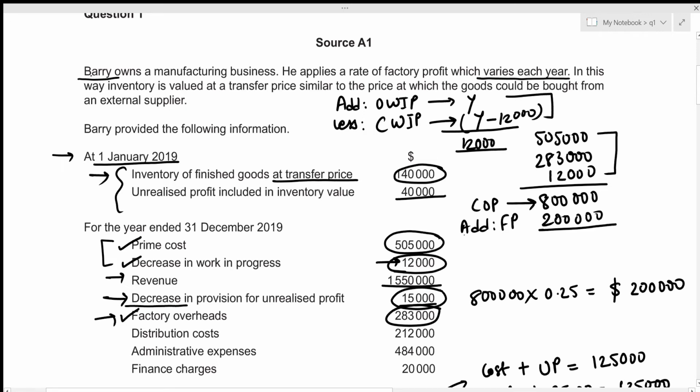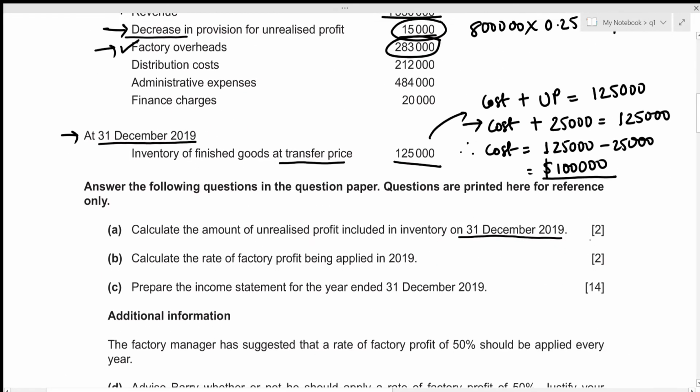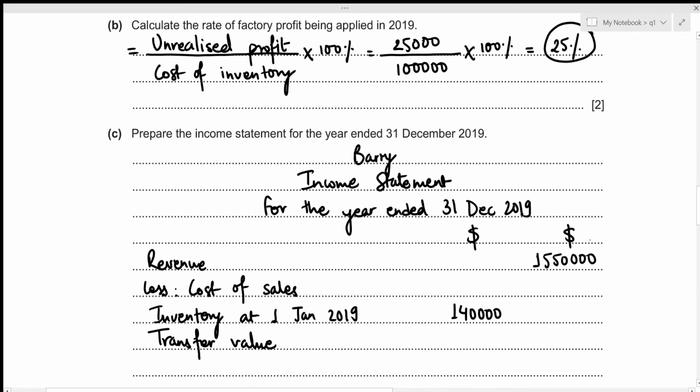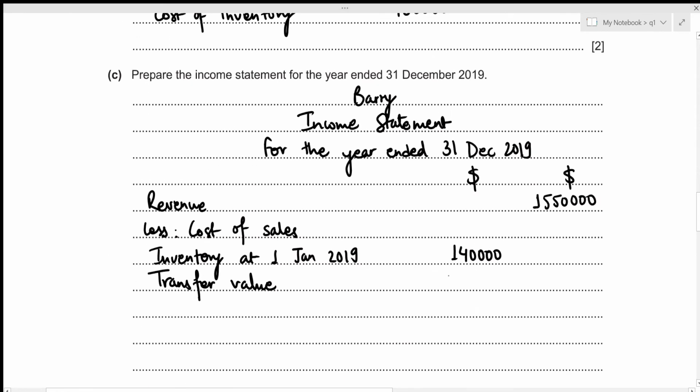And this will now give our transfer price or transfer value. So that's the sum of the cost of production as well as the factory profit, which is 800,000 plus 200,000, which results in the value of 1 million. Now we will substitute this value into our cost of sales section of the income statement. Let's do that. Okay, so we have the transfer value of 1 million.